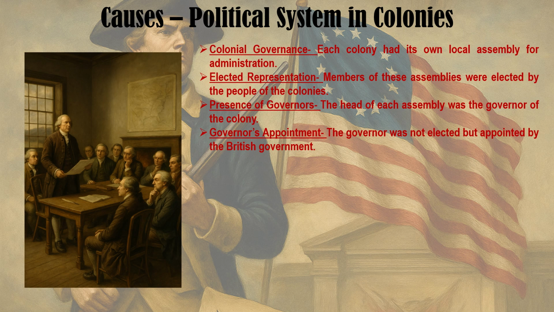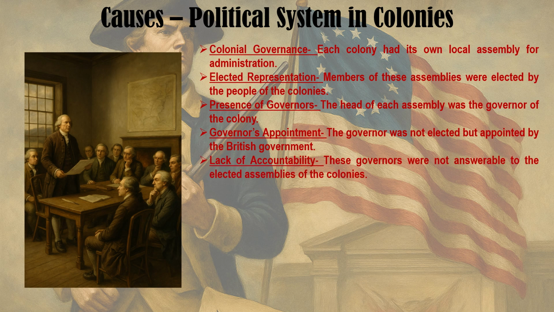The governor was not elected but appointed by the British government. So now the governor will not be one who has the most number of votes. The governor will be the one who is having good relationship with Britain. So British government will appoint governor of American colonies. These governors were not answerable to the elected assemblies of the colonies. So people have elected their representatives, but those representatives are having no power. All the power is vested on a person who is the governor, and that governor has been appointed by Britain.